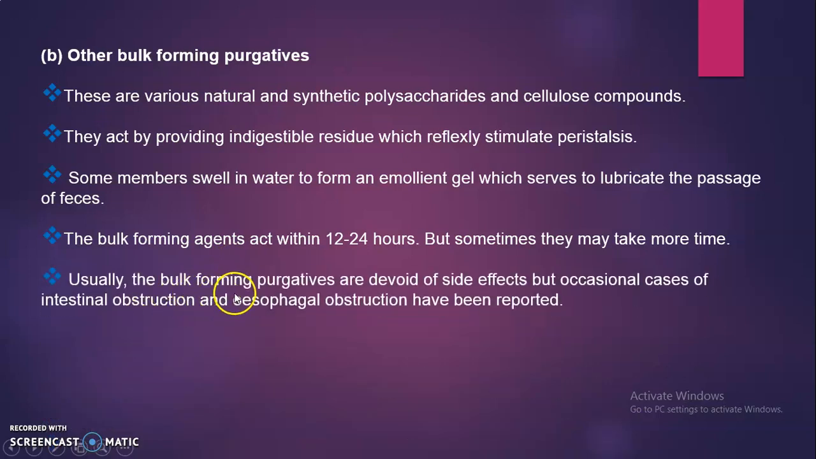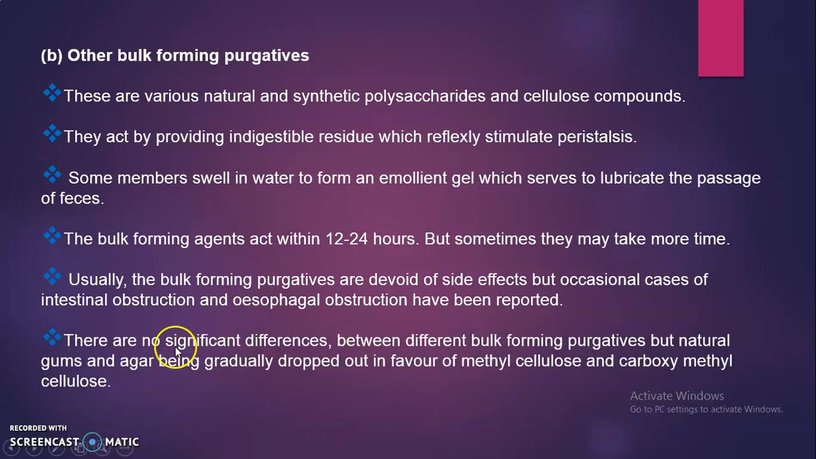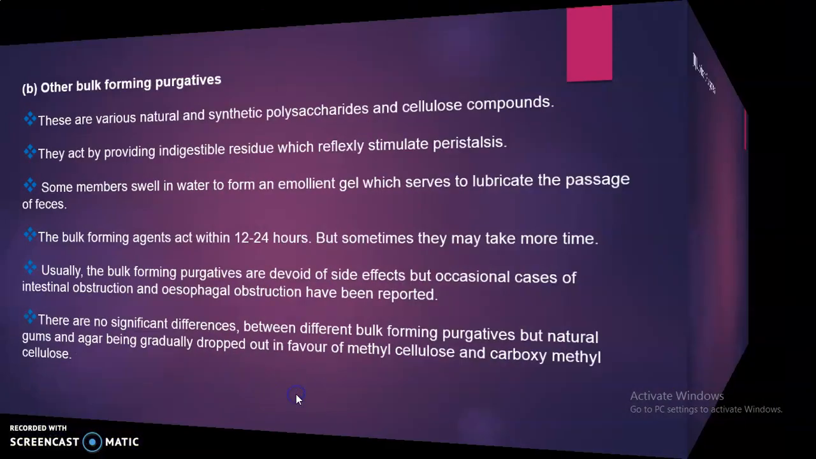Usually, bulk forming purgatives are avoided for their side effects, but occasional cases of intestinal obstruction and esophageal obstruction have been reported with these bulk forming purgatives. There is no significant difference between the different bulk forming purgatives, but the natural gums and agar are gradually dropped out in favor of methyl cellulose and carboxymethyl cellulose.